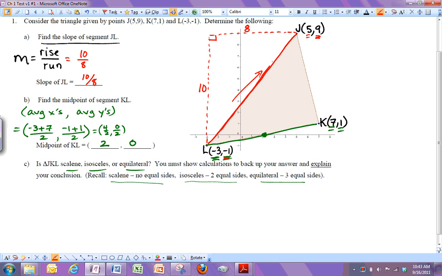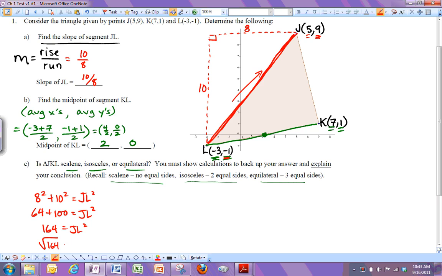So if you look at JL, and I want to figure out how long that is because I need to compare it to JK and KL, well, let me calculate how long this is. So really, JL is part of a right triangle, the red right triangle here. So I can use Pythag on that triangle. 8 squared plus 10 squared equals JL squared. Okay, so if I work this out, I get 64 plus 100 equals JL squared. And then I add them, and I get 164 equals JL squared, and then I take the square root, and I get JL.